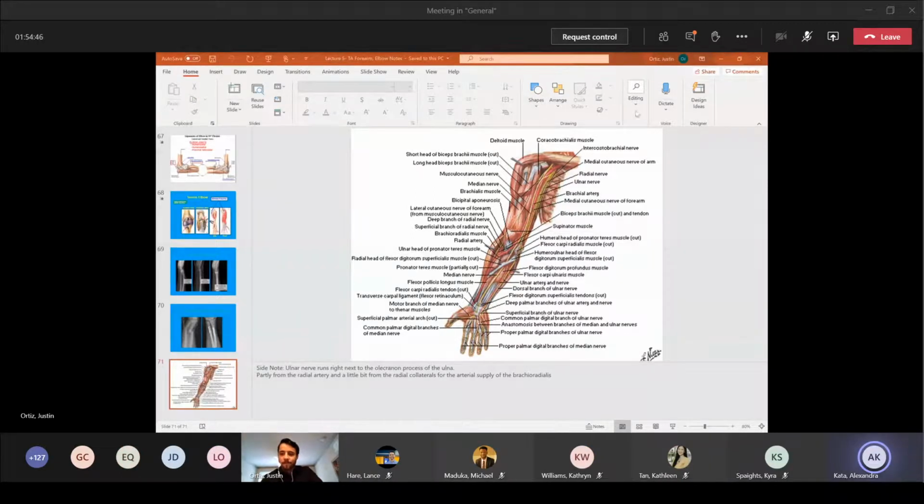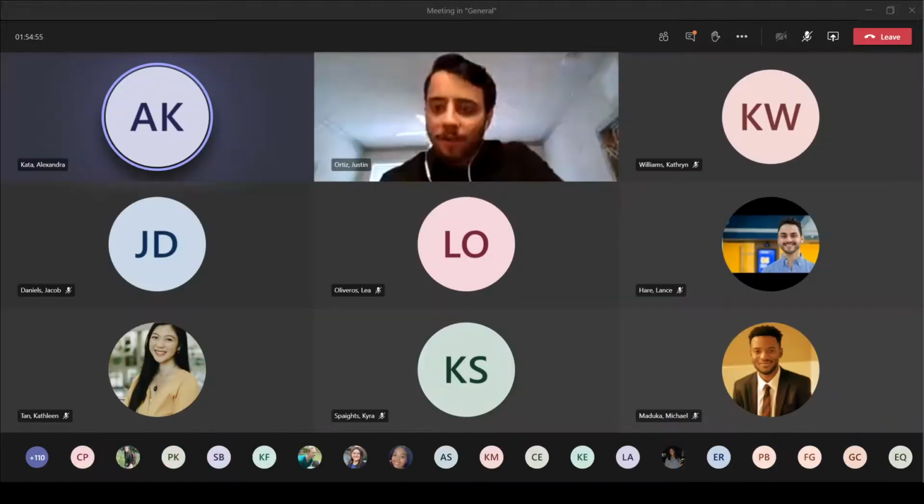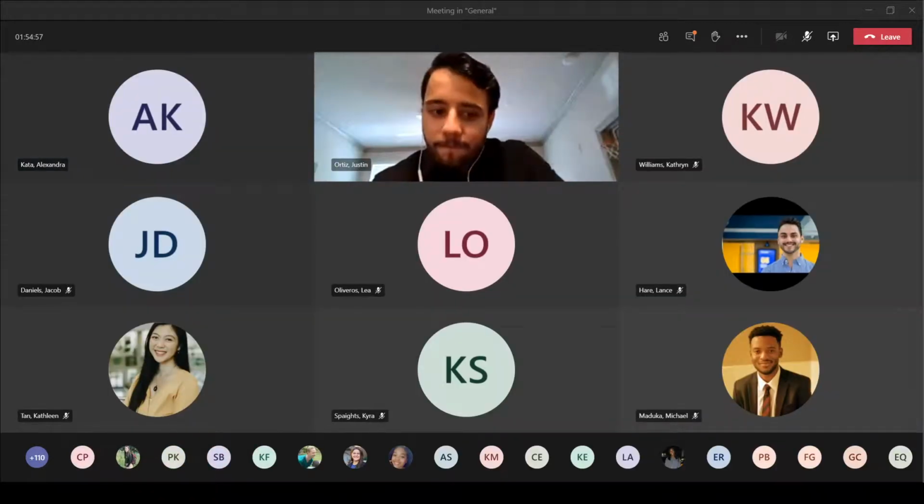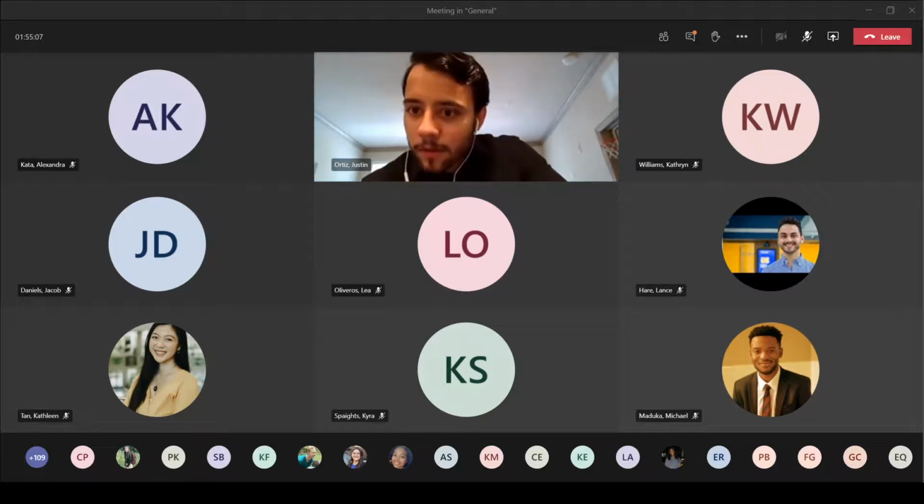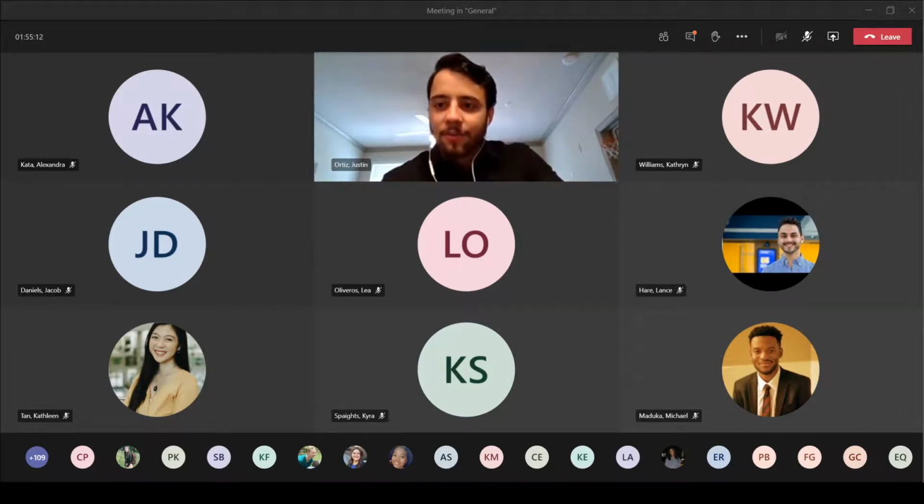On a couple slides back on the supinator slide, there's another muscle that I just wanted to ask about. Okay, give me 1 second. Hold on. My bad. Okay, let me share my screen again.